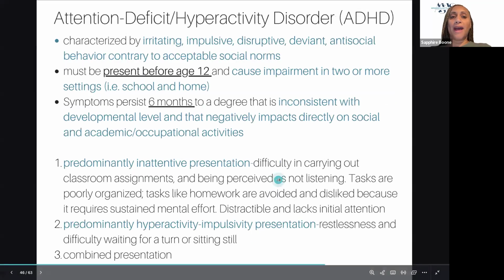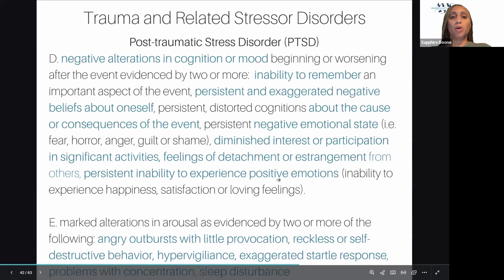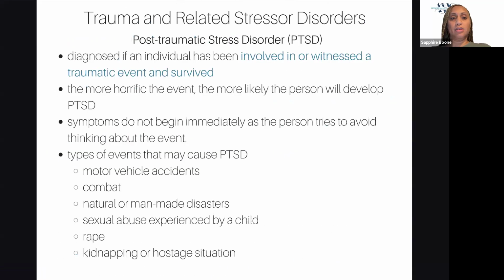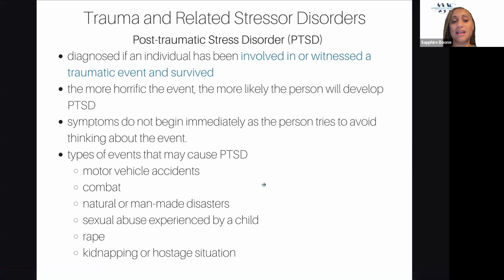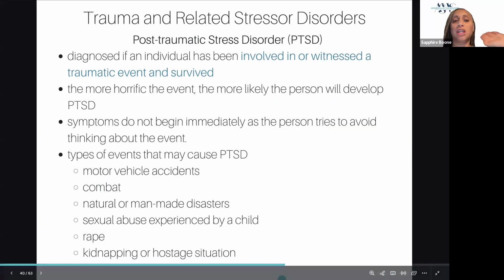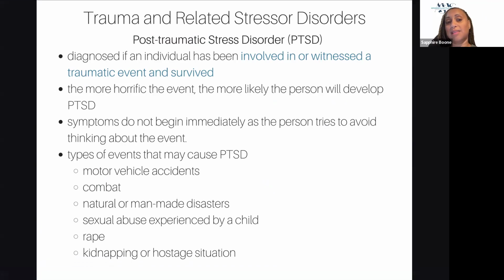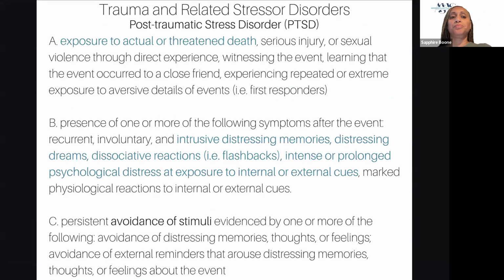And then if we go back to post-traumatic stress, it has so many things going on, right? Involved in or witnessed a traumatic event and survived. And then these are some of the types of events you may see at the bottom: accidents, combat, disasters, sexual abuse, rape, kidnapping, hostage situation, anything that is like a life or death kind of scenario is what I always say.